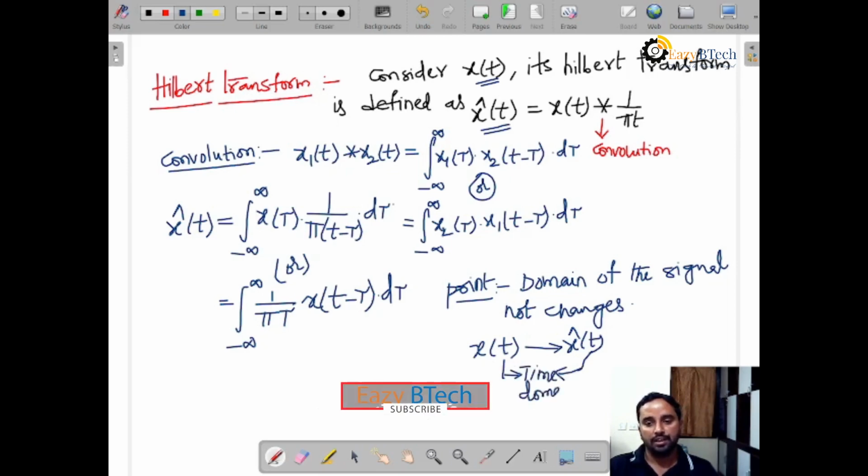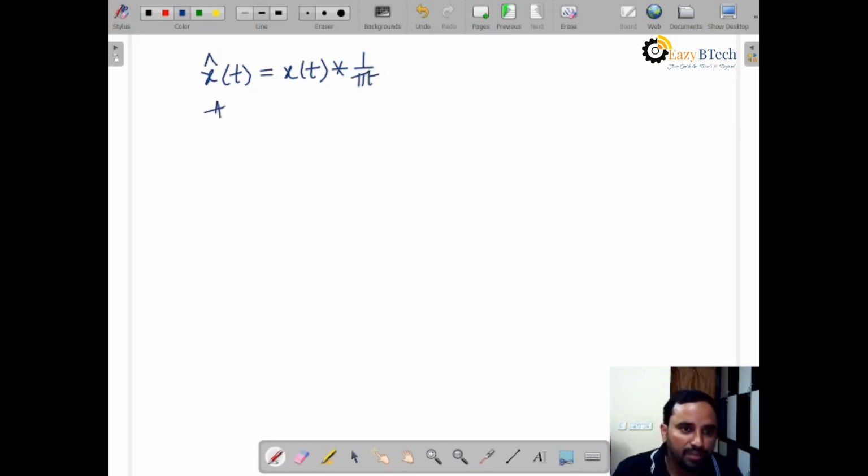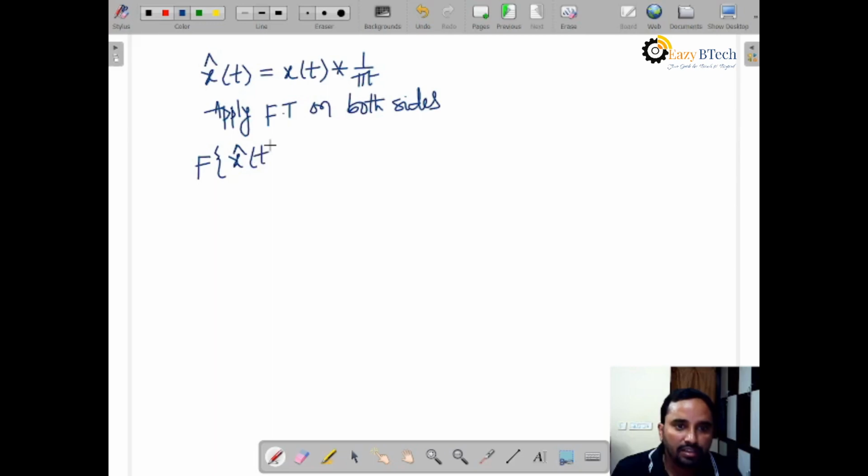Right? And next thing, I am going to see the Fourier transform of x cap of t. So we know that x cap of t is equal to x of t convolution 1 by pi t. So apply Fourier transform on both sides. That is, Fourier transform of x cap of t will be Fourier transform of x of t convolution 1 by pi t.